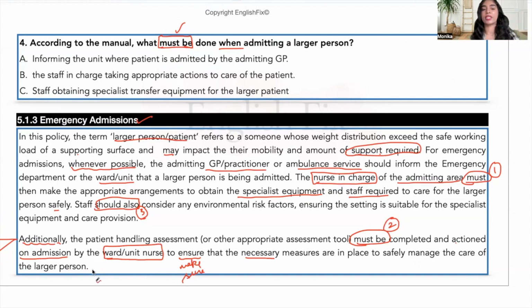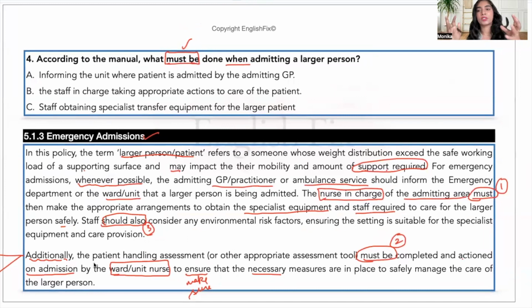So essentially it is the same thing I have been getting everywhere. Number one, a larger person is somebody whose weight is so much that it can impact what kind of equipment and support they require when moving around. Whenever you are admitting such a person, whoever is admitting, please inform the area where you are admitting the person that this is a larger person. The area could be an emergency department or any other unit or area. When you inform them, it is the nurse in charge, not anyone else. It is the nurse in charge of that area who has to make the necessary arrangements: the specialist equipment required for the patient, and the staff required for their care with mobility and whatnot, right?